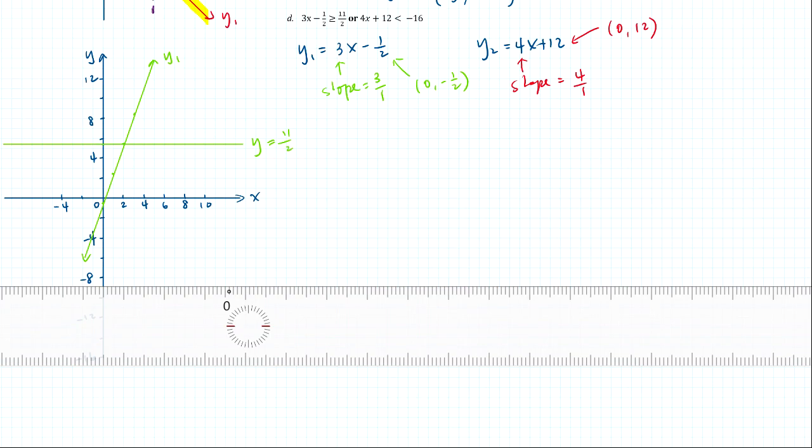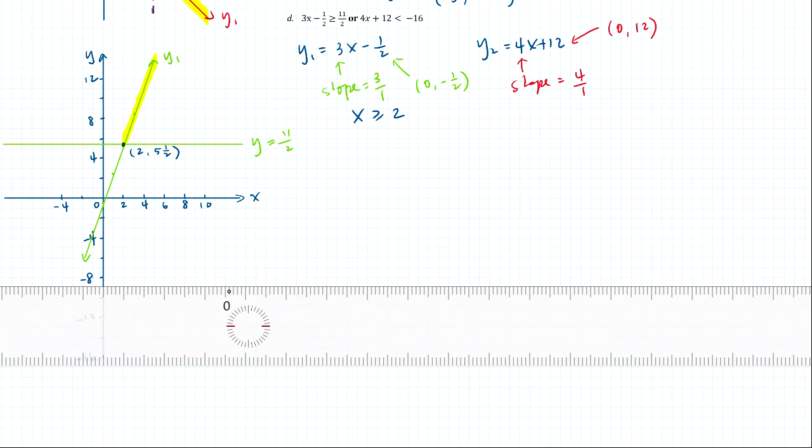To find the intersection, we can see the x-coordinate was 2 and the y-coordinate is 5.5, as we found out. And if we want the y value to be greater than or equal to 11 over 2, we're looking at this part of the line, meaning x needs to be bounded below, or x is greater than or equal to 2 as a result.